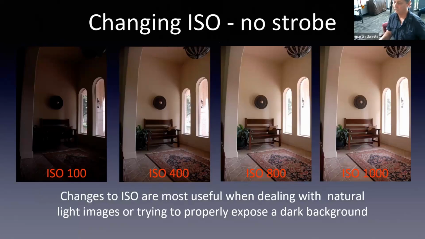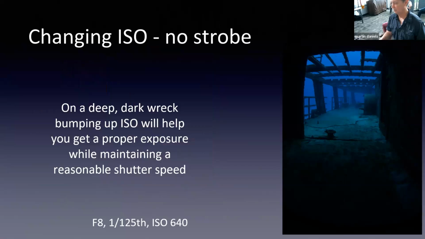So for underwater, normally I'm utilizing the ISO if I'm trying to expose natural light portions of the image, okay? So if you're on a deep dark wreck and you want to have a decent shutter speed that you can hold the camera still properly, and you also want to have a relatively mid-range or smaller aperture so that you can get decent depth of field, bumping that ISO a little bit higher than normal will help you achieve that.